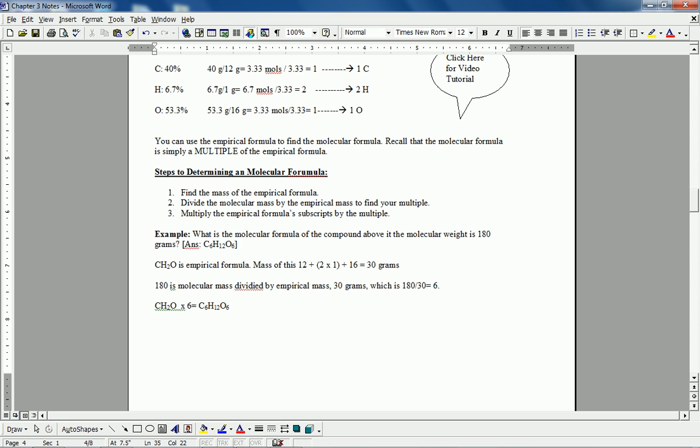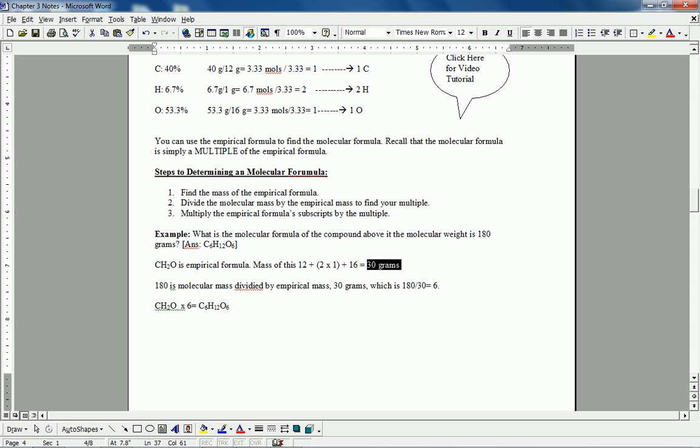And then last of all, we solve the problem. So let's take a look at this example. What is the molecular formula of the compound above if the molecular weight is 180 grams? So we're given that molecular weight, which is 180 grams, and based on the first 2 steps I've just went over, we have to find the mass of the empirical formula, which we did, which is 30 grams. And step 2 asks us to divide the molecular weight, or the molecular mass, which is given here in the problem as 180, by the empirical weight, or the empirical mass, which we calculate to be 30 grams.